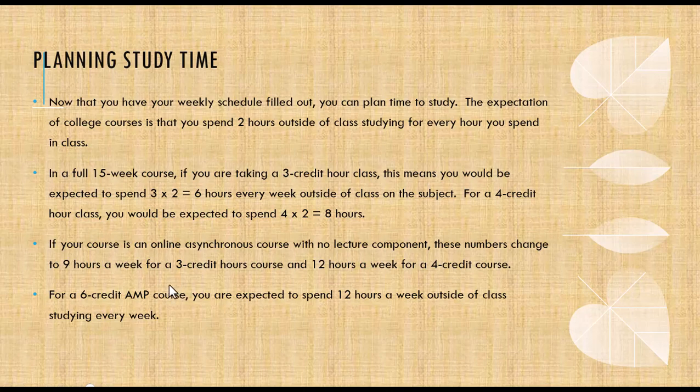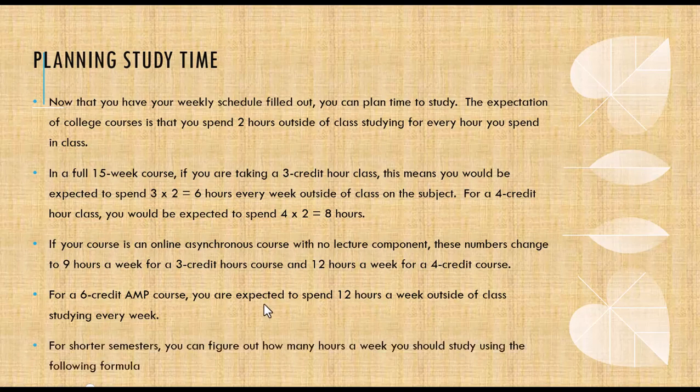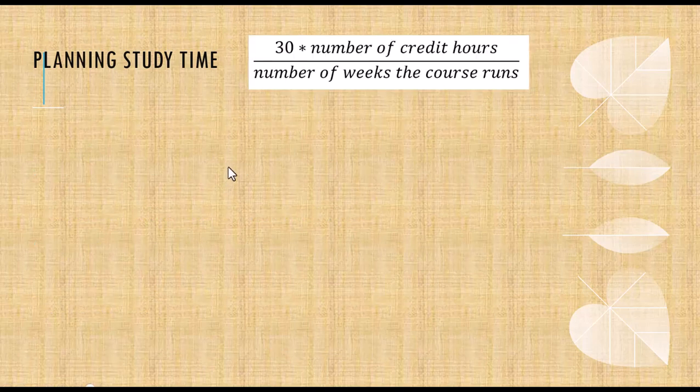If you are taking a 6 credit hour AMP course, then this number jumps from 6 hours, right? 3 times 2 is 6, to 6 times 2, which would be 12 hours a week. If you are enrolled in a more abbreviated semester, you can figure out how many hours a week you should study using this formula. You're going to take 30, multiply it by the number of credit hours. Usually most of our courses that we offer are either 3 or 4 credit hours, and then divide it by the number of weeks the course runs.